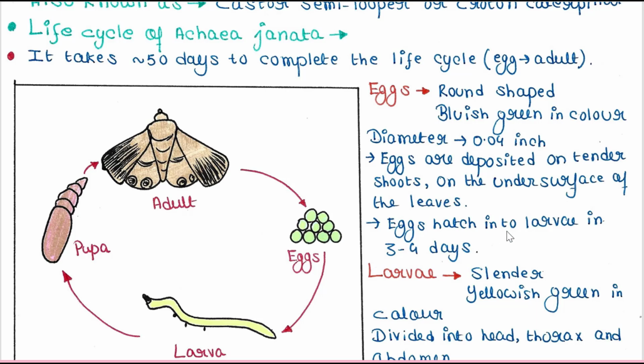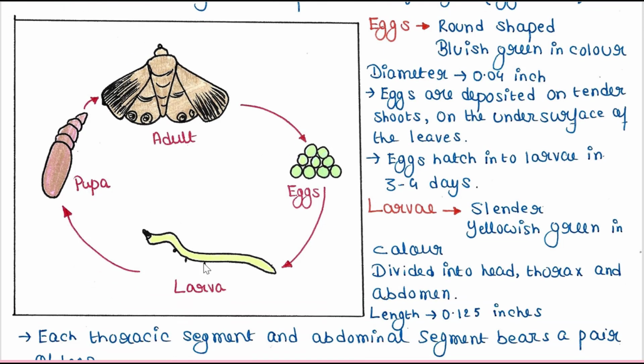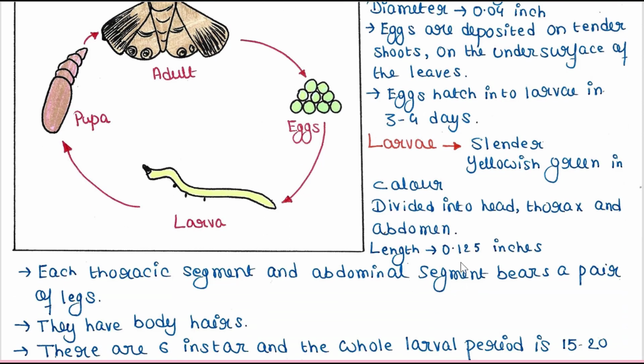And eggs hatch into larvae in 3 to 4 days. So it takes 3 to 4 days for larvae to get out from the eggs. Larvae are slender just like this, very narrow, slim, slender. They are yellowish green in color and it is divided into 3 parts: head, thorax and abdomen. The length of larva is 0.125 inches.